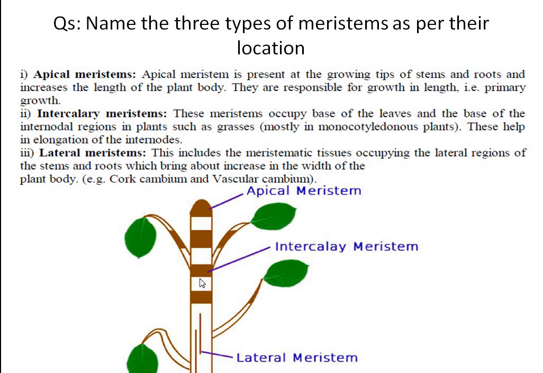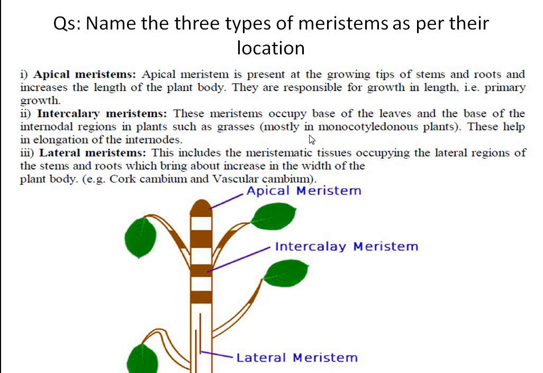And anyway, meristems help in the growth of the plant body, whether it is the increase in length or increase in the width. These meristems are very important in the functioning of the plant body, because plants are continuously growing throughout their life. So meristematic tissues are responsible for the growth of the plant in length and width.